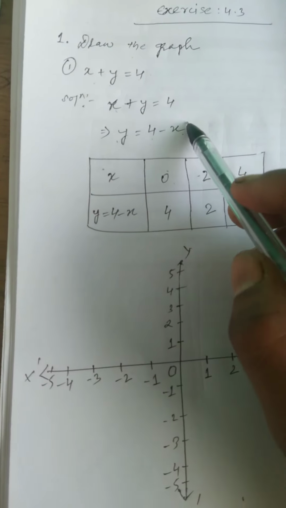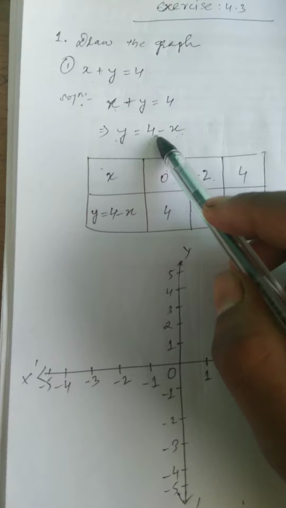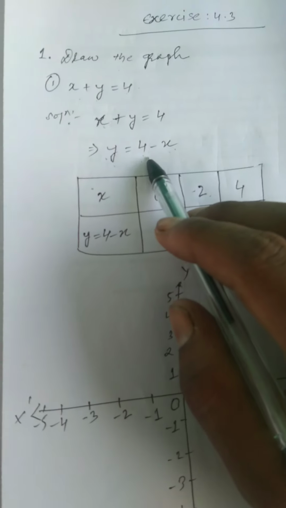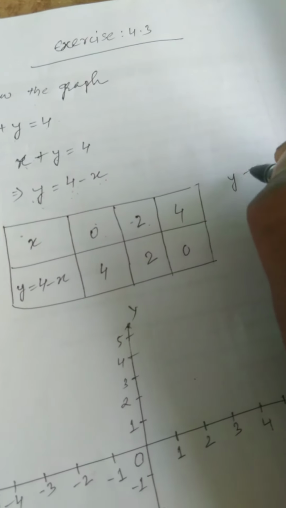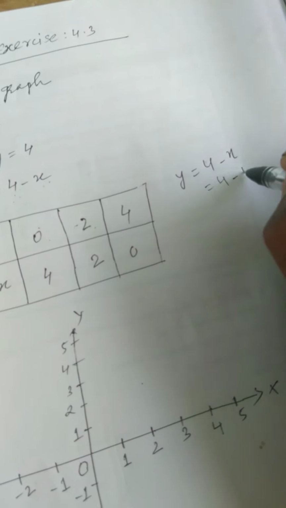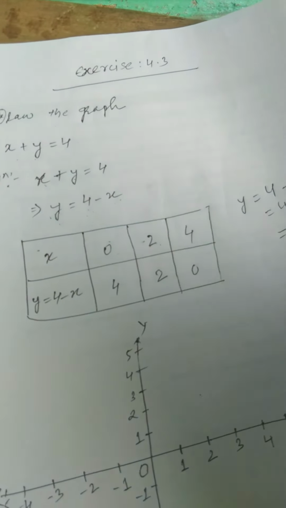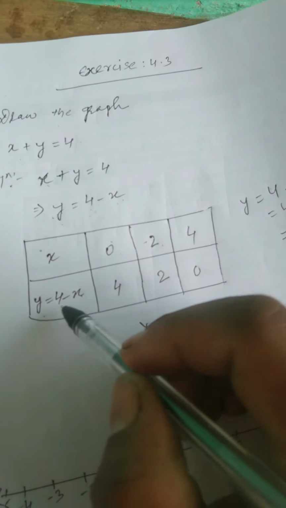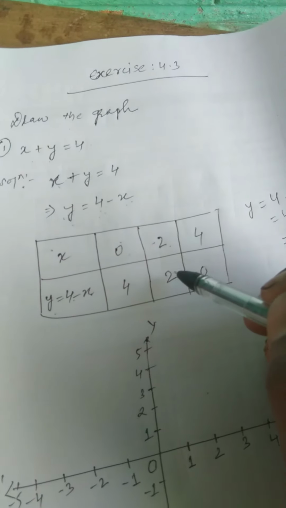So when you put x value 0 here, what do you get? Y value 4. See here, I will show you. Y equals 4 minus x. So if you put x value 0, what do you get? Y value 4. Okay, like that. So if you put x value 2, what y value will you get? 4 minus 2 is 2, you'll get 2.